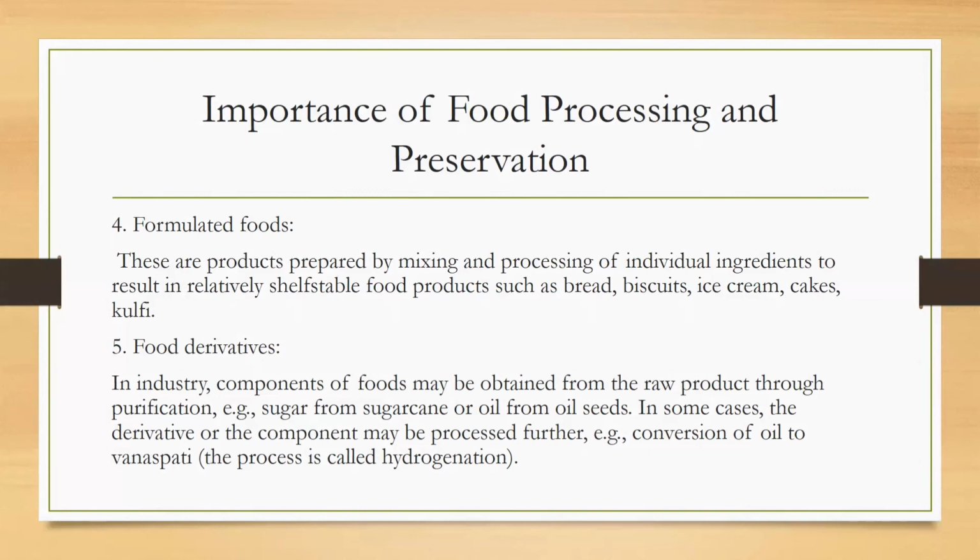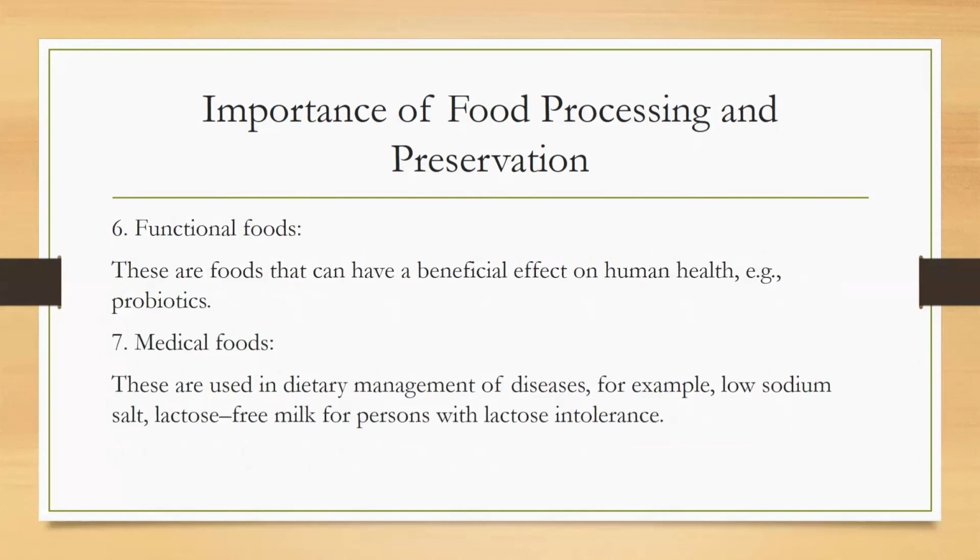Food derivatives. In industries, components of foods may be obtained from the raw product through purification, such as sugar from sugarcane, oil from oil seeds. In some cases, the derivative or the component may be processed further, such as conversion of oil to vanaspati through the process called hydrogenation. Next is functional foods. These are foods that can have beneficial effects on human health, such as probiotics. Next is medical foods. These are used in dietary management of diseases, for example, low sodium salt, lactose-free milk for persons with lactose intolerance.